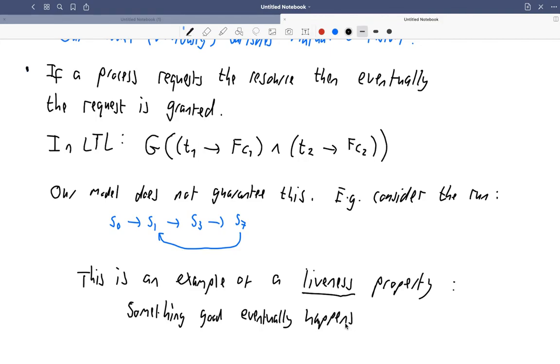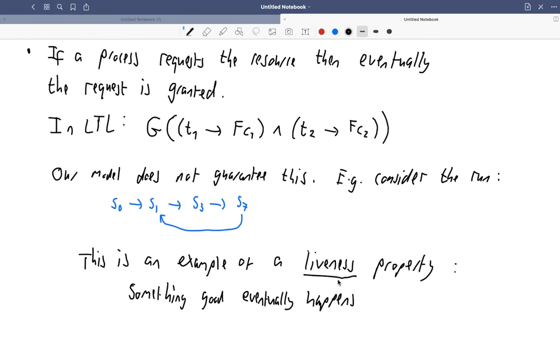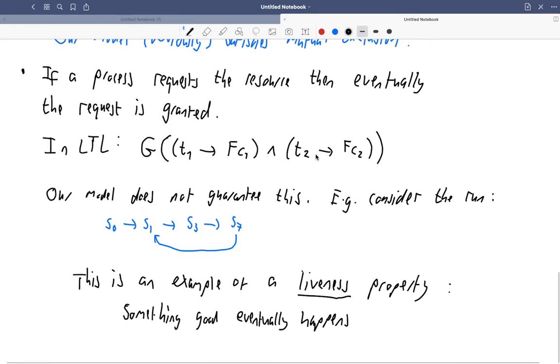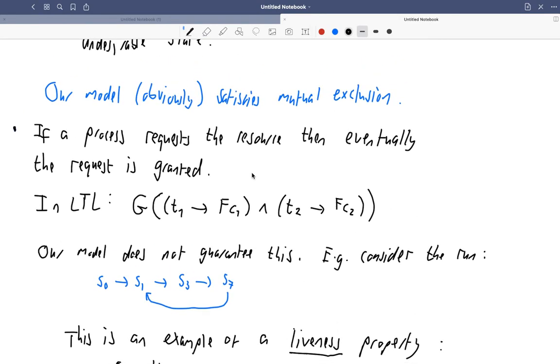So the system is live, it's aiming towards a desired property that we want to hold in the future, and we will actually get there. Only this system potentially does not satisfy liveness because this property does not hold. But anyway, it's a liveness property because the something good that we want to eventually happen is that when a request is put in, eventually the request will be granted.